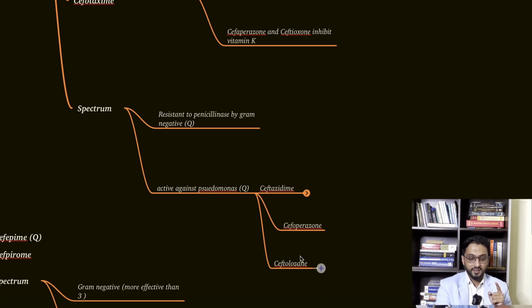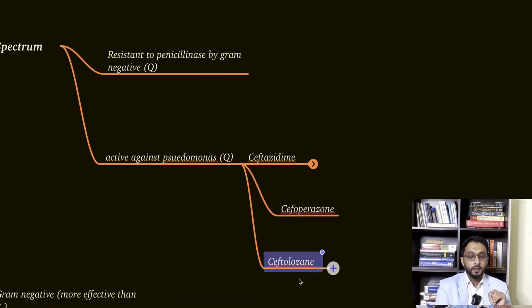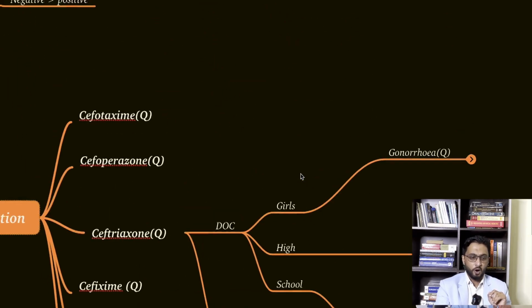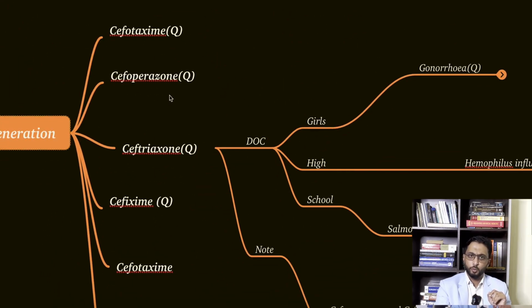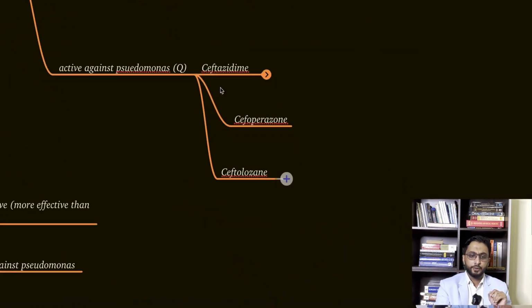So that's one exception. You can call it ceftazolane, or write it as ceftazole 1, so that you remember it. Anyway, the other thing I'm saying is that all these are anti-pseudomonal only, but there are three very important drugs: ceftazidime, cefoperazone, and ceftazolane, which is more effective. If you don't remember anything, just remember one.